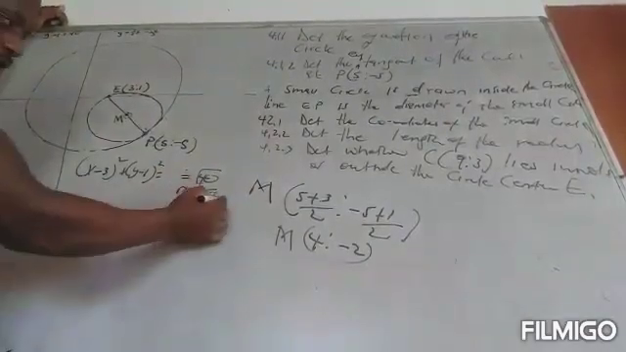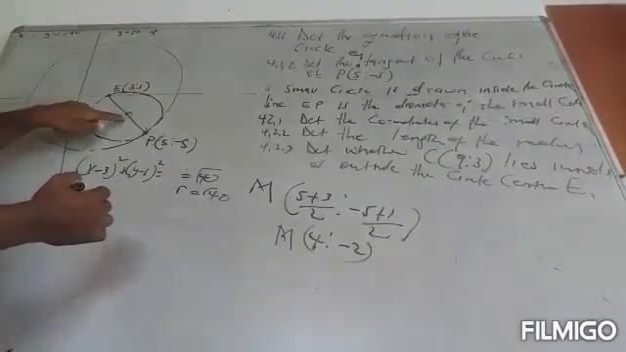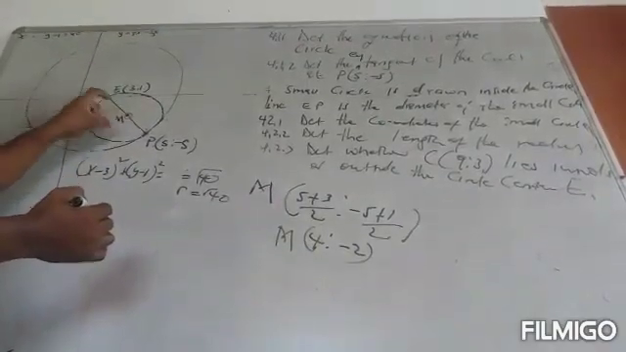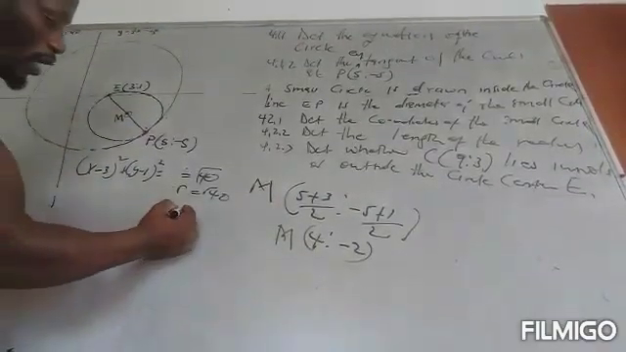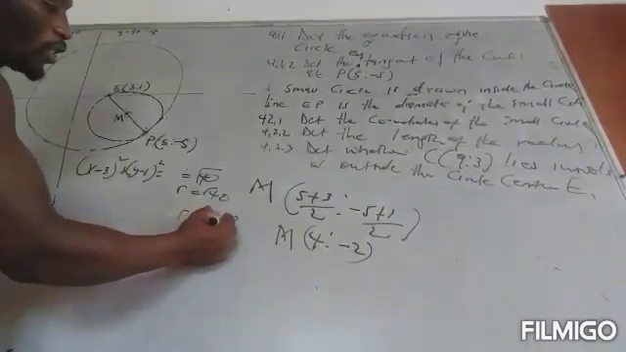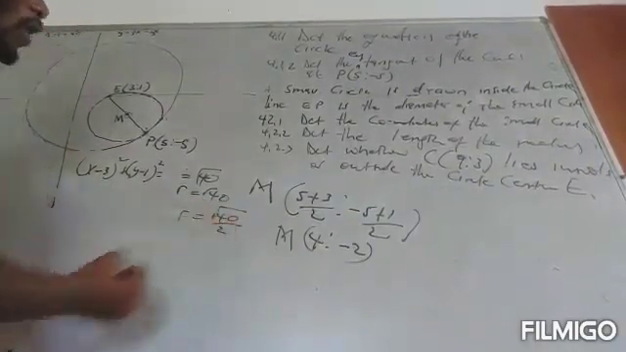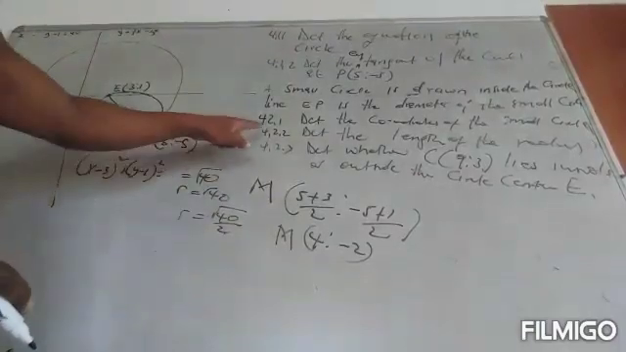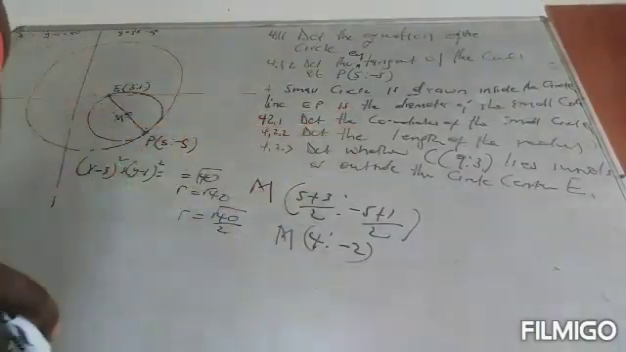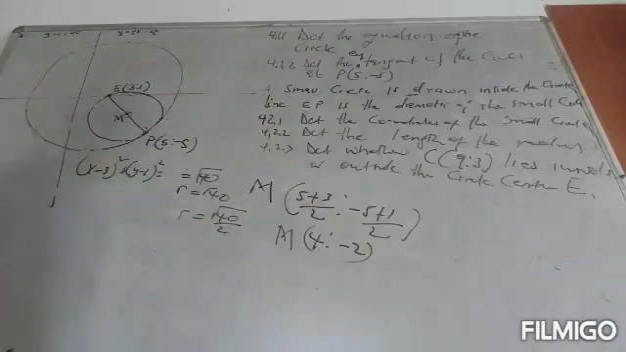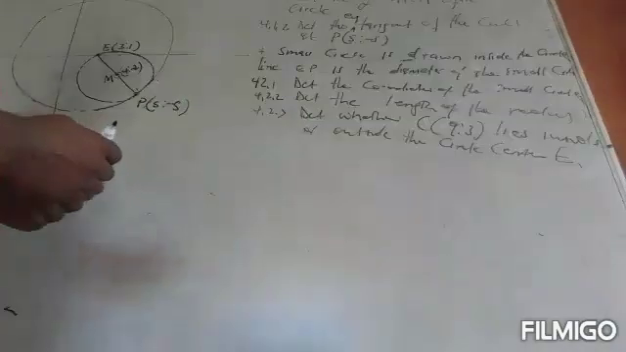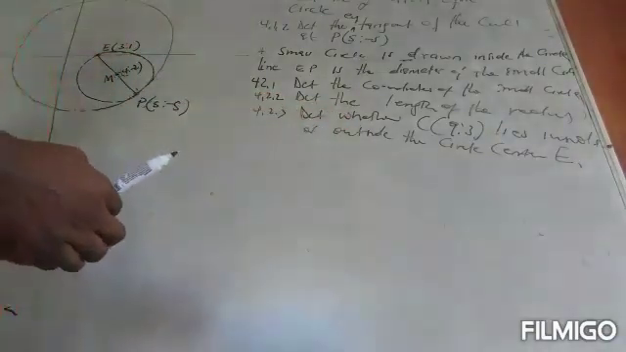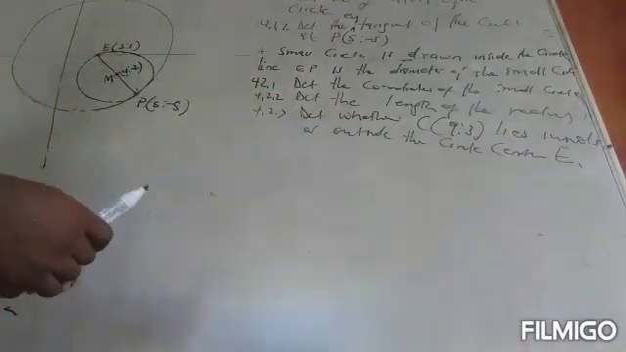So this means the radius of the small circle will be half the radius of the big circle. So r is equal to the square root of 40 over 2. Here is our answer for this question: it determines the length of the radius of the circle. Now the last question: determine whether C lies inside or outside the circle.